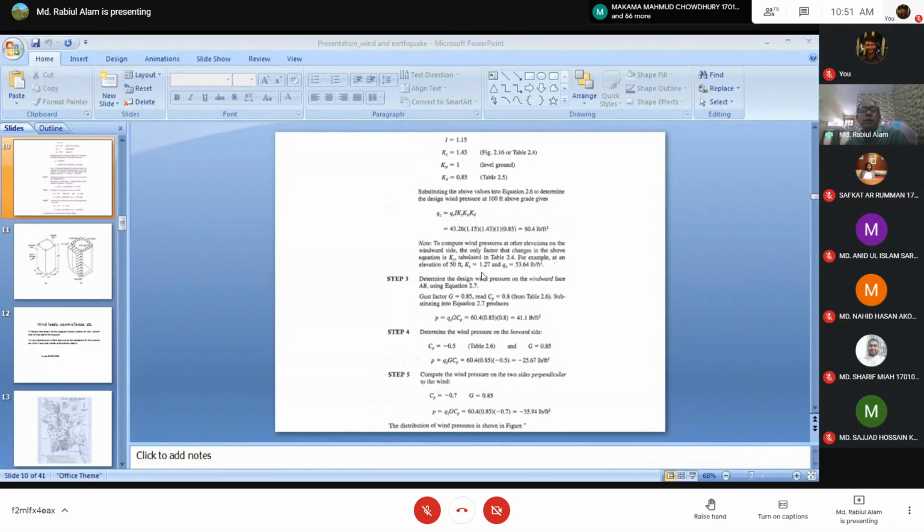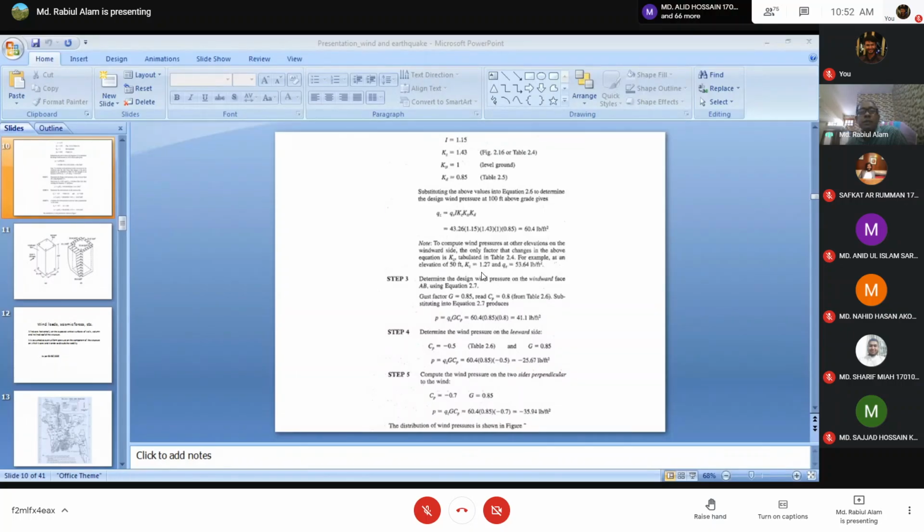So they calculated the qz. How does the qz come? The other factors are like I, Kz, Kzt, Kd. These are the factors. So put all these factors together and you will get the qz value at a given height.